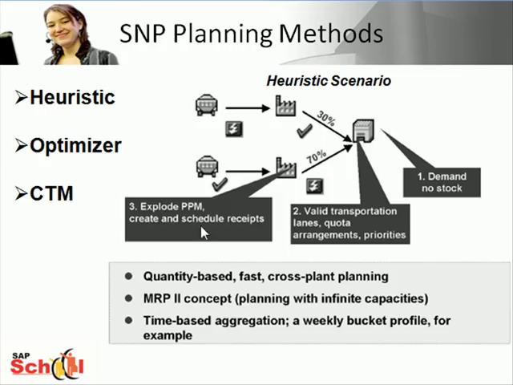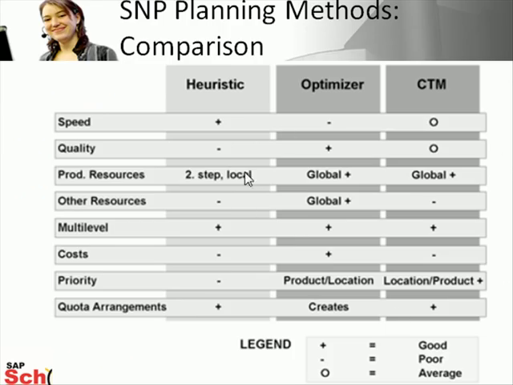Therefore, we see that the heuristic can be used for fast cross-plant distribution and procurement planning if constraints are not usually relevant. Here is a quick comparison between the three methods. In terms of performance, the heuristic is the fastest method, the optimizer the slowest and the most complex, and the CTM is in between. However, this is only a general rule of thumb.